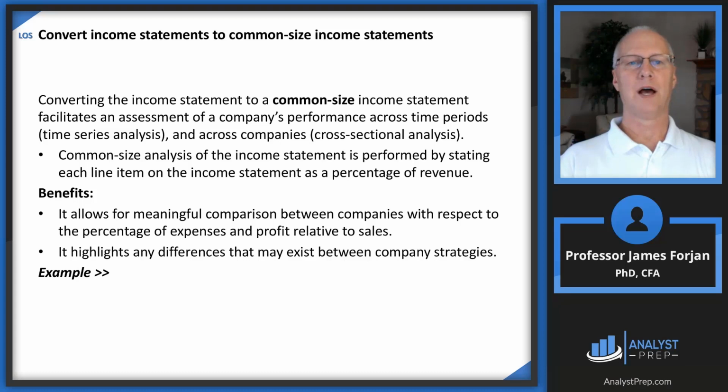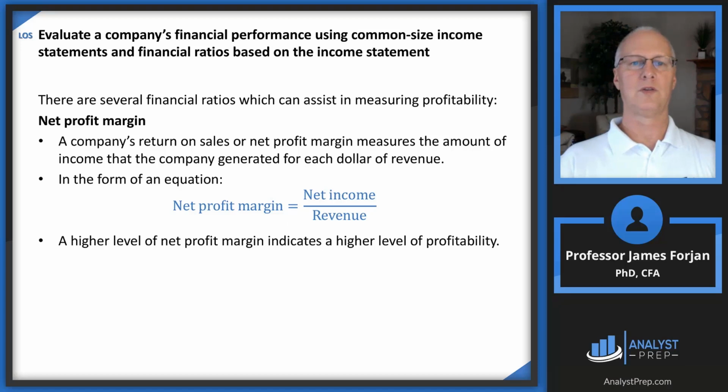How about common size income statements? What this does is allow us to make a comparison of one company against another in terms of their revenues and their expenses. This is relatively straightforward. I have an example here, but first let's do a financial ratio of net profit margin, where we just take net income divided by revenue.